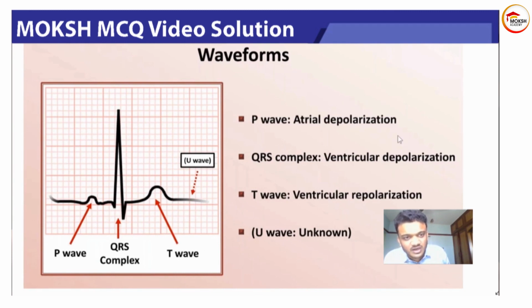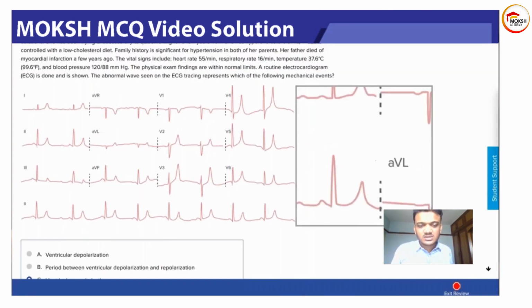P wave is due to atrial contraction or depolarization. QRS complex is due to ventricular depolarization, and T wave is due to ventricular repolarization, which means diastole. And the U wave, there is another wave here. U means unknown. No one knows why this activity occurs, but it is usually seen in cases of hypokalemia, when there is a decrease in potassium in your body. At that point this wave occurs.